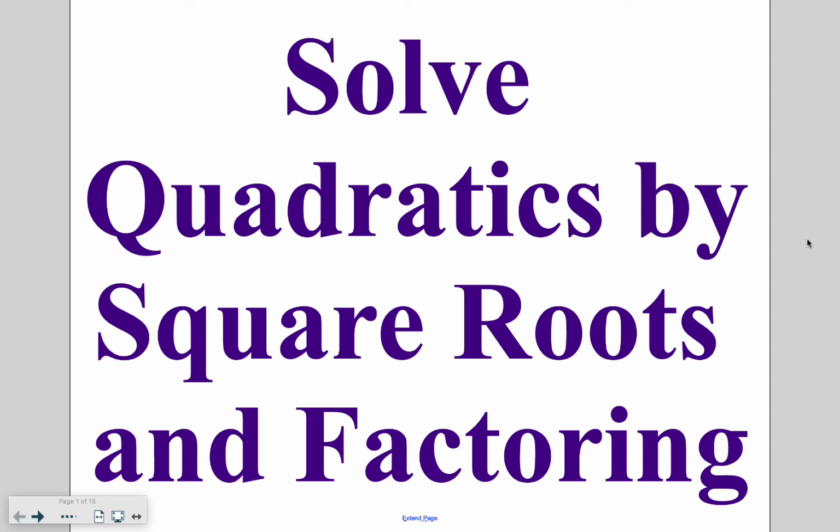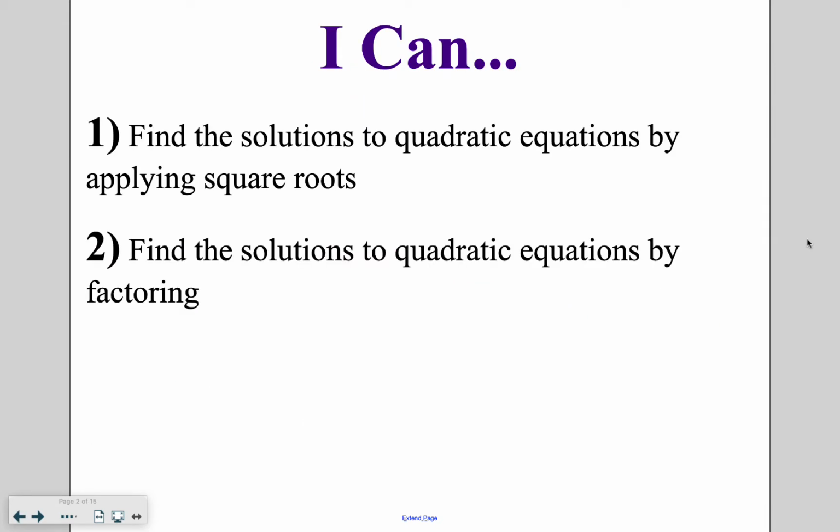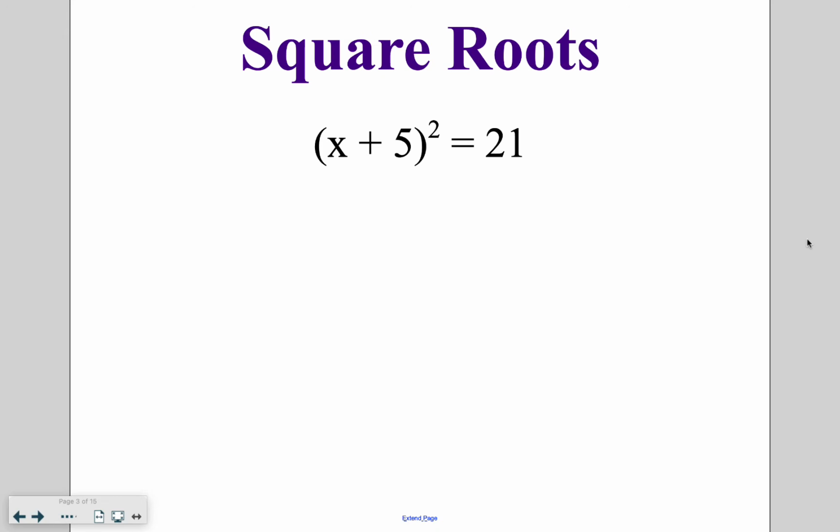Hello class, and welcome to today's algebra lesson, which is about solving quadratics by square roots and factoring. By the end of today's lesson, you will be able to use these two algebraic techniques to solve quadratic equations. So we're going to start with the square roots.